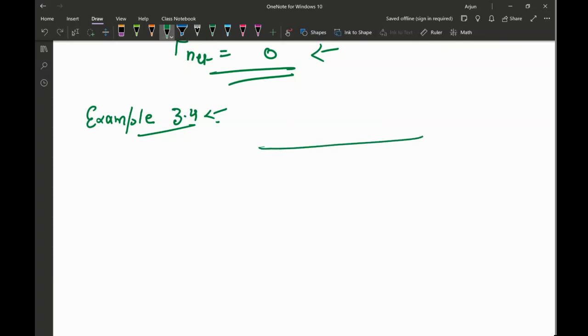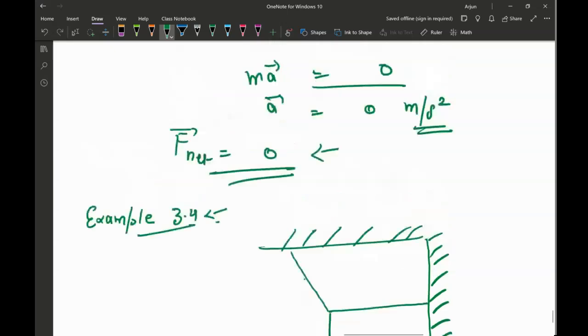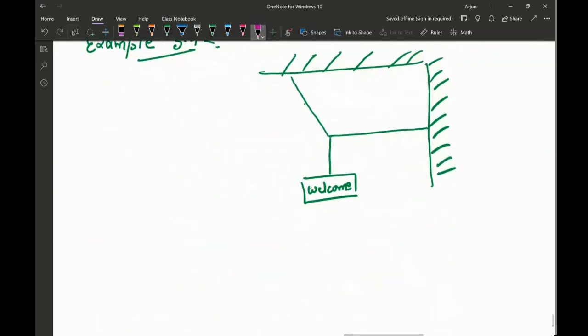So the example is like this: there is a signboard hanging from the wall with the help of strings. This welcome signboard has a mass, which is not given, and it is exerting a force in the downward direction of 245 Newton. That much force it is applying in the downward direction. Now I wanted to find out what is the tension in these ropes.